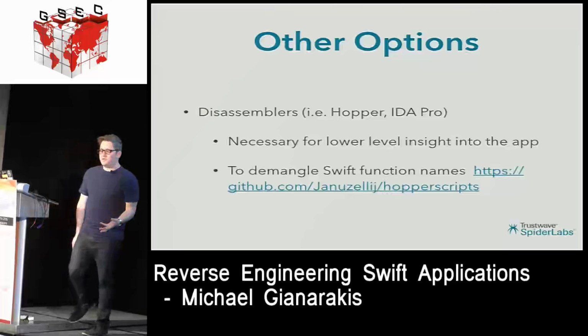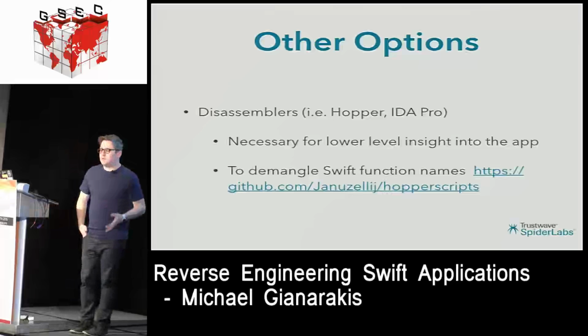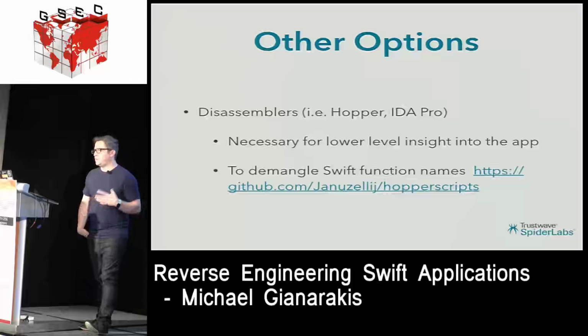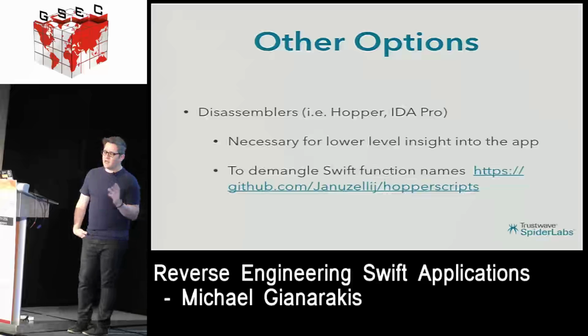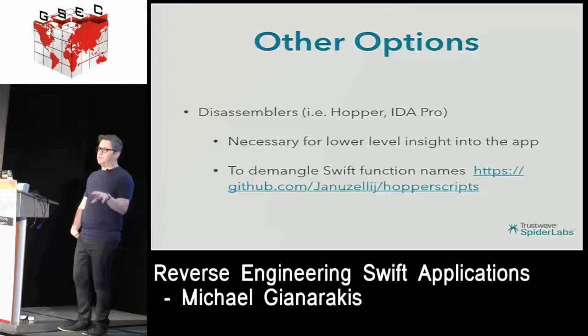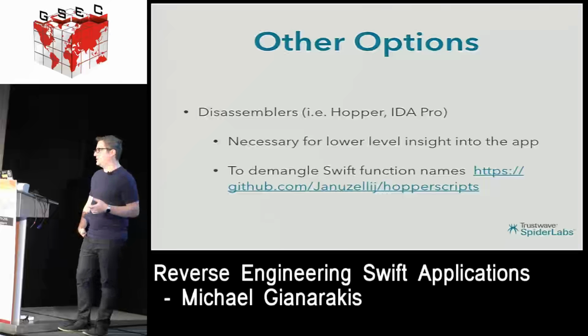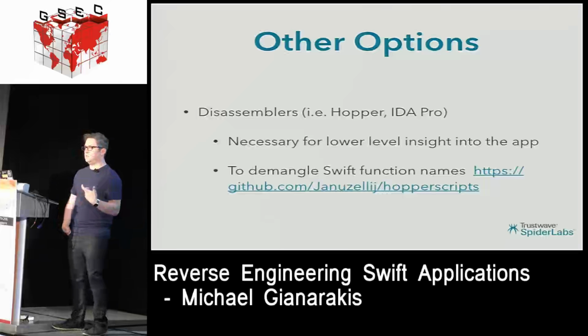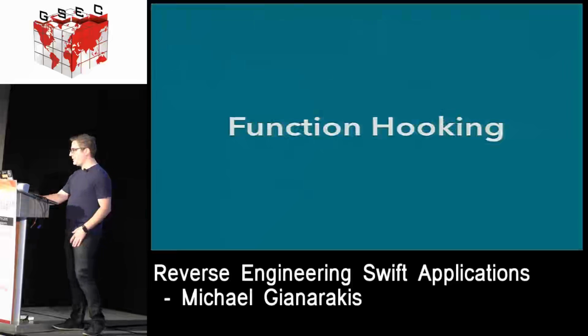Cool. So there are other options. Obviously you can fire it up in a disassembler, so Hopper, IDA, whatever. It's necessary for lower level insight into how the app works. And you will still see all the demangled symbol names for the function names. But there are some scripts, I've just included some for Hopper because that's what I use mostly. But I'm sure there are also plugins for IDA and other things that will demangle those names, those symbols, so you can get proper function names.